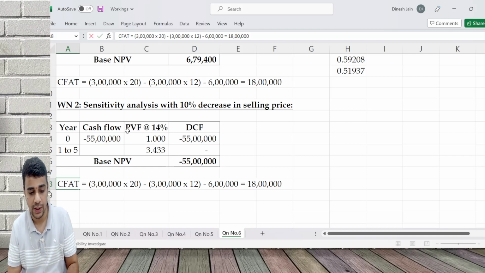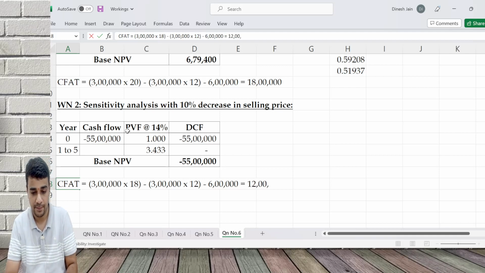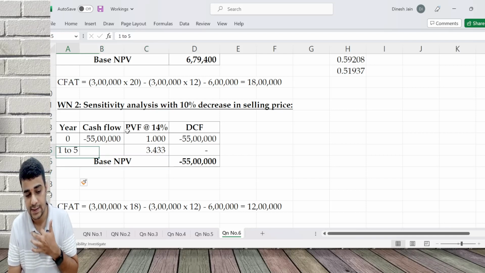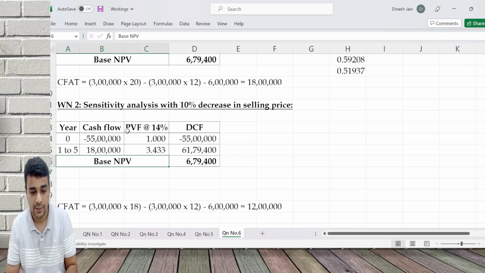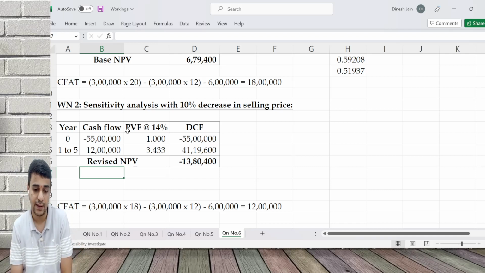The CFAT number will undergo a change, because the CFAT now is going to be 3 lakhs into 18, as the selling price reduces by 10%. Earlier it was 3 lakh into 20, now it's 3 lakh into 18. So 3 lakh into 18 minus 3 lakh into 12 minus 6 lakh gives a difference of 12 lakh. The new NPV is negative, which basically means the project will get rejected if this 10% decrease happens in selling price.